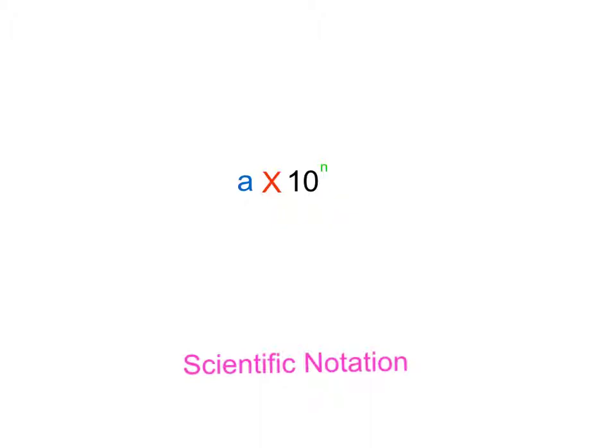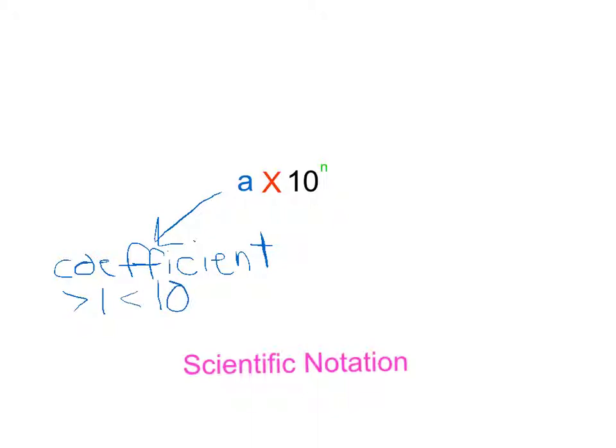Scientific notation is used when you're trying to write really large or really small numbers, and it is always written in this form: a times 10 to the power of n, where a is something called the coefficient, and a coefficient is just another way of saying a number that you multiply. Our coefficient always has to be greater than 1 but less than 10. So a good way to think of it is just that it's between 1 and 10.